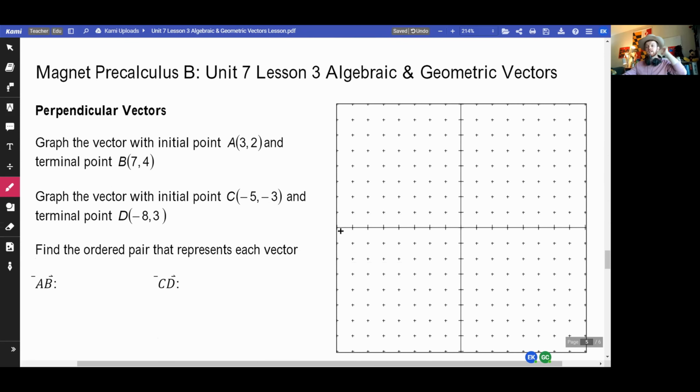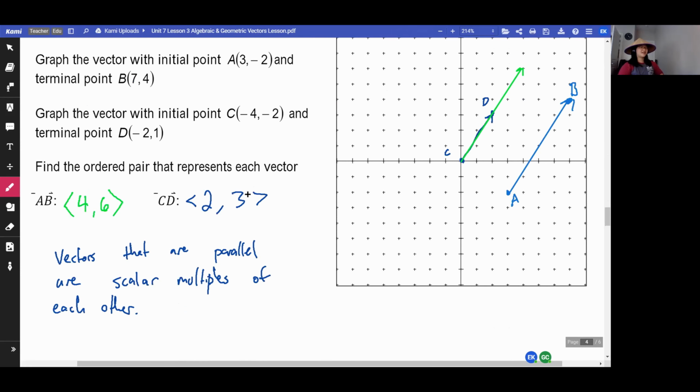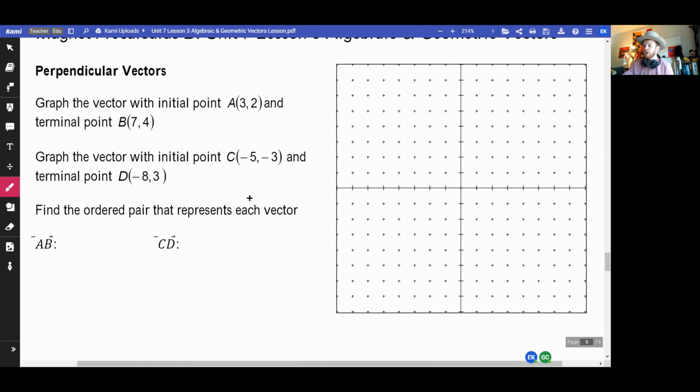We got one last thing to do here. Perpendicular vectors. Graph the vector with initial point 3, 2 and 7, 4. Is that the same for you? No, that 3, -2 is now 3, 2. All right, you get that one. I'll get the other one. I'll get C and T again.